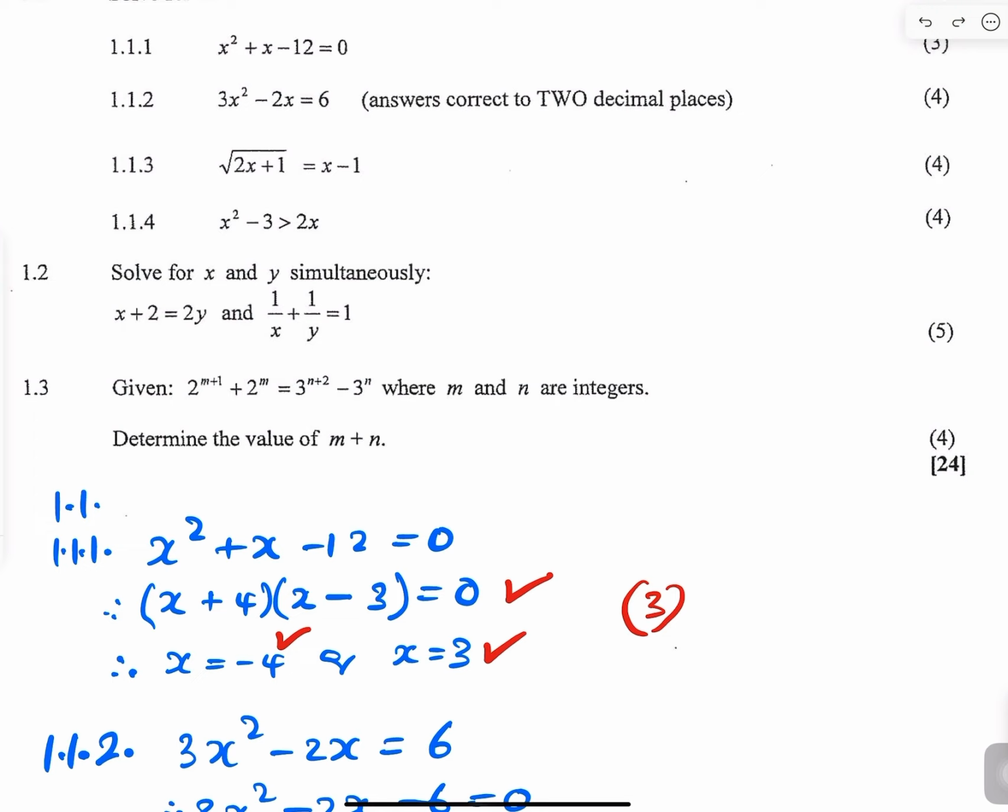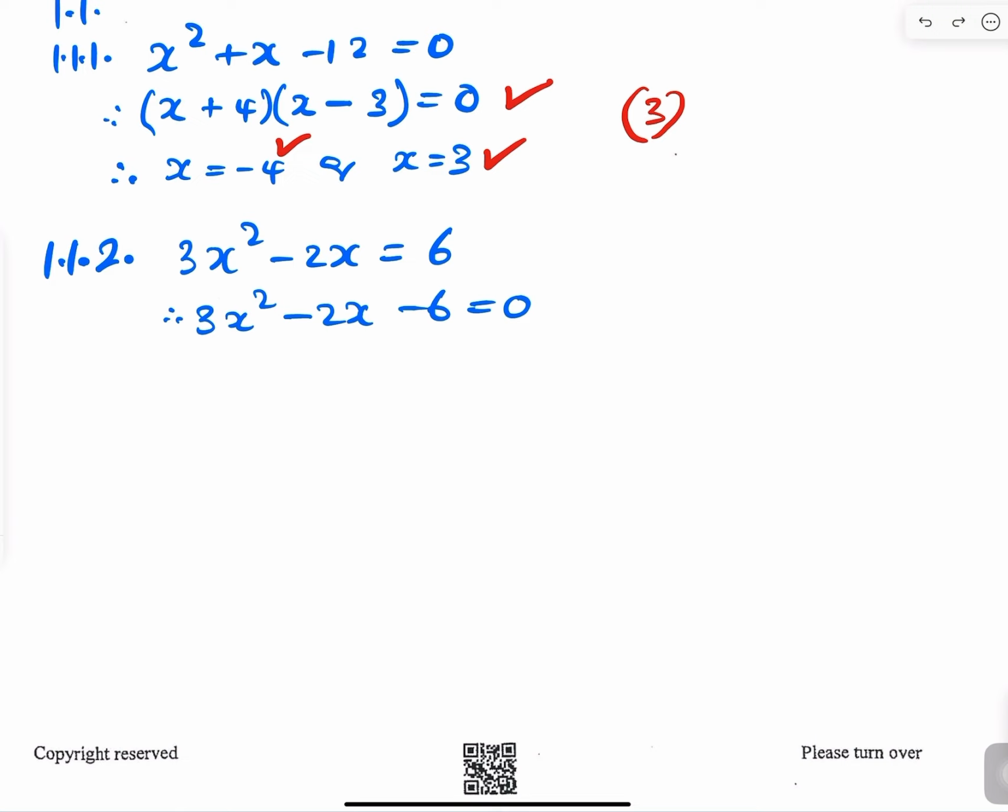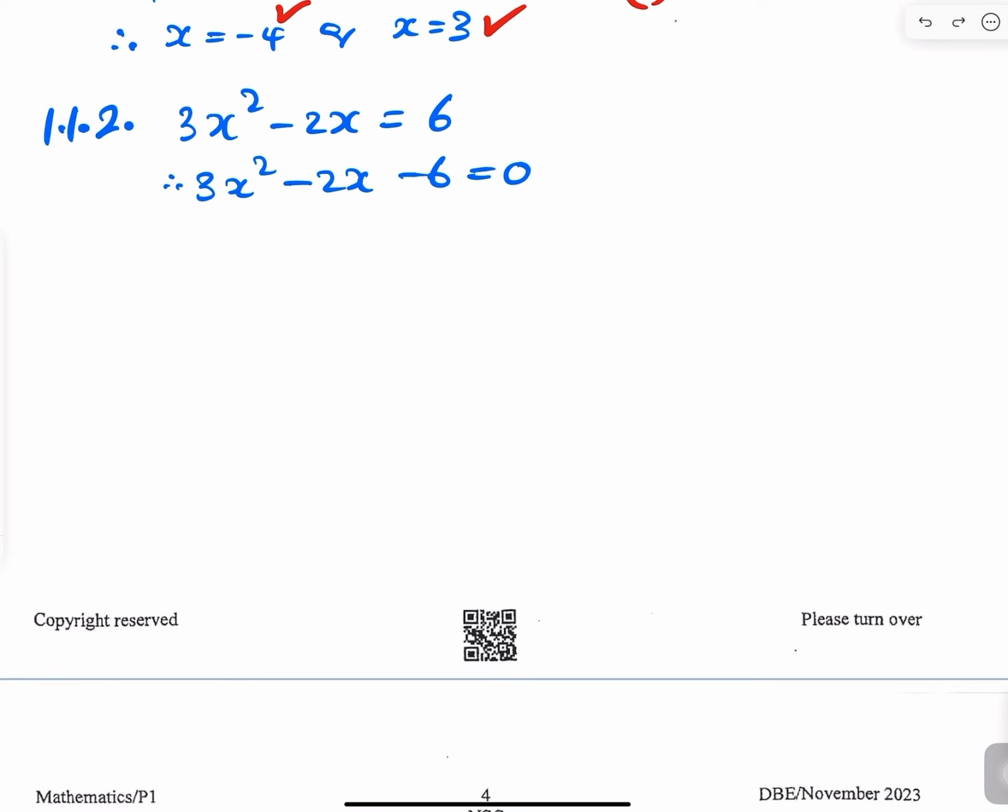Now, that's why they said correct answers correct to 2 decimal places. So they are telling you indirectly to use the quadratic formula, or what? Completing the square, primarily from Grade 11. So now let's check that. I'm going to pen down the formula for quadratic. It's very popular. That is x equals minus b plus or minus the square root of the discriminant, which is b squared minus 4ac. You divide this by 2a.